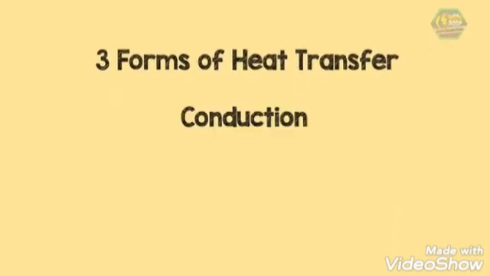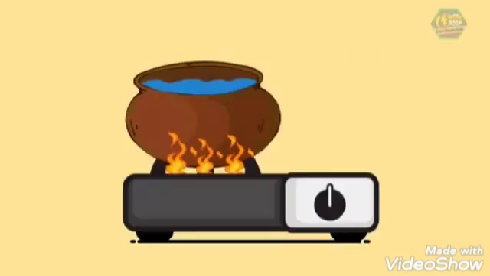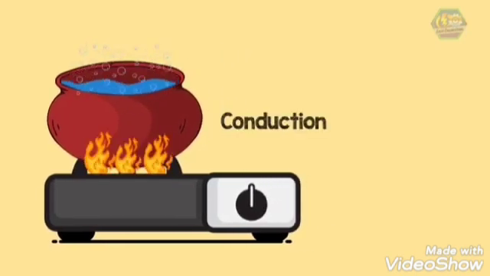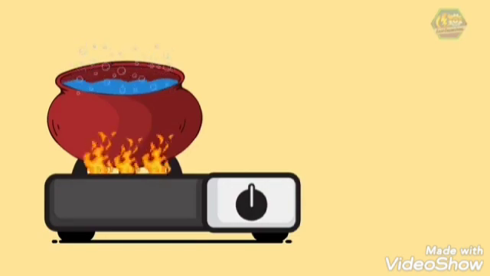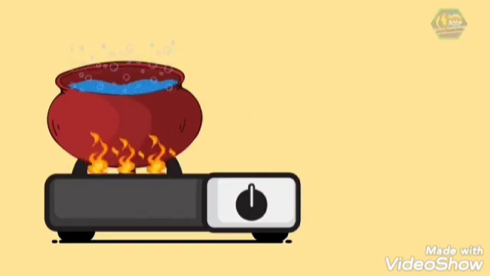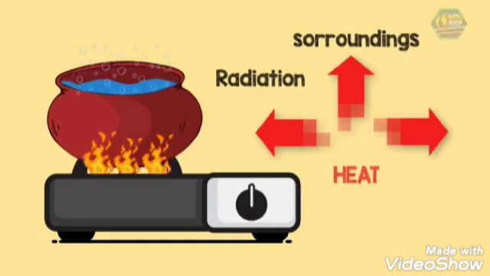There are three forms of heat transfer: conduction, convection, radiation. While heating the pot of water, conduction takes place as the fire's heat transfers from the stove to the pot. Next, convection transfers the heat from the pot to the water. The heat from the flame spreading in all directions is called radiation.